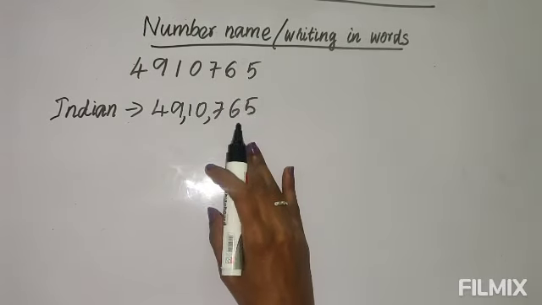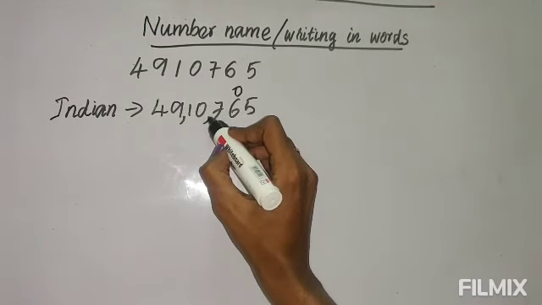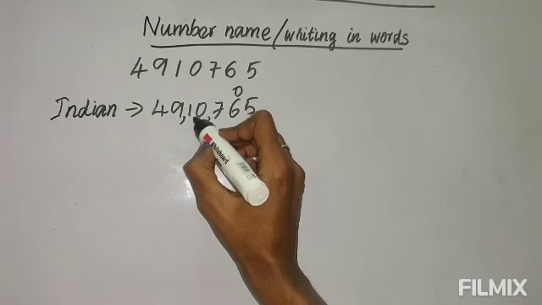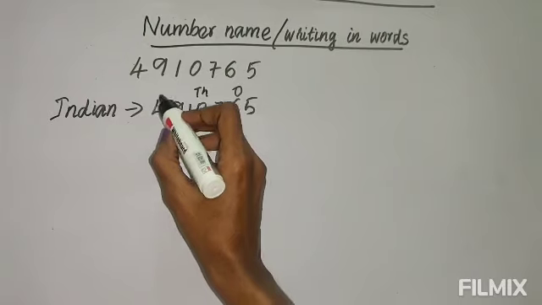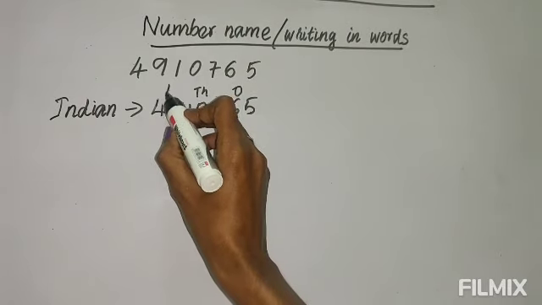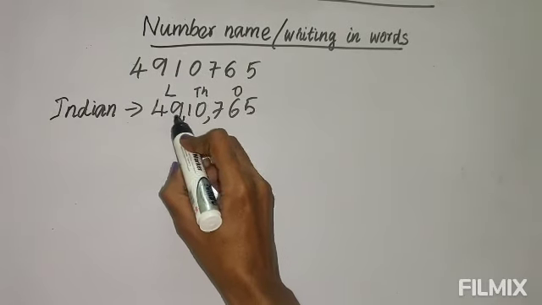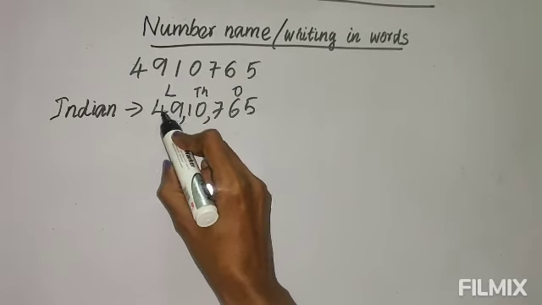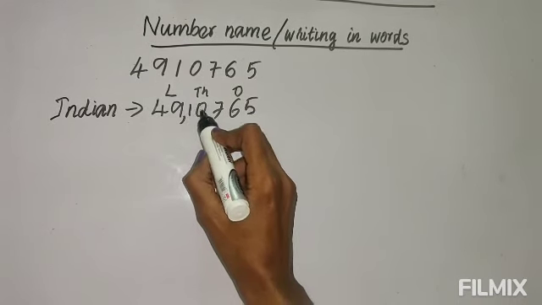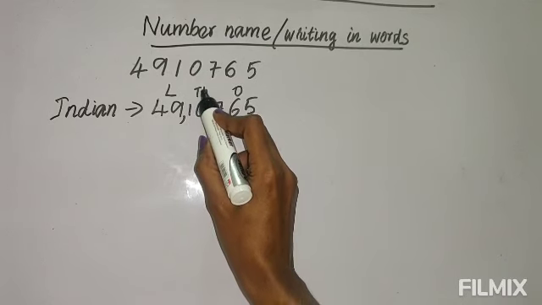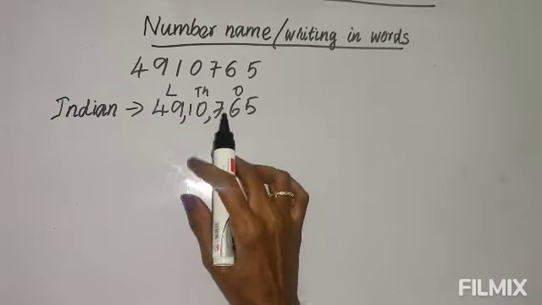So this is the way we will put the commas. The first 3 digits are the ones period. The 2 digits separated with the comma are the thousands period, and the next 2 digits are the lakh period. If you know the periods, then it will be easy. So how will you write this one? The number between the commas is 49. So 49 lakhs. And between the next commas the number is 10, and it is in the thousands period, so it is 10,000.